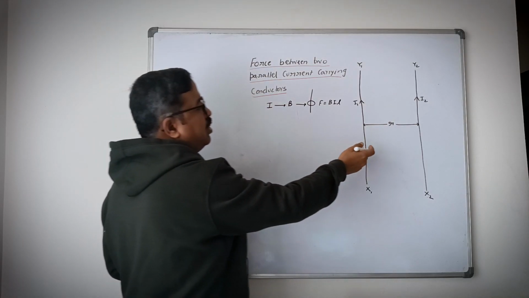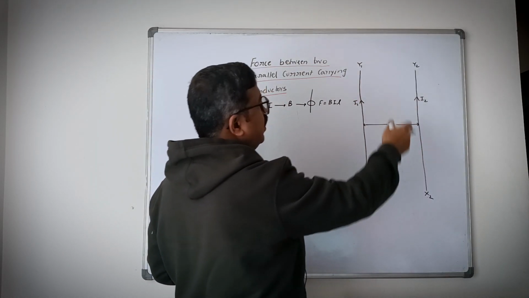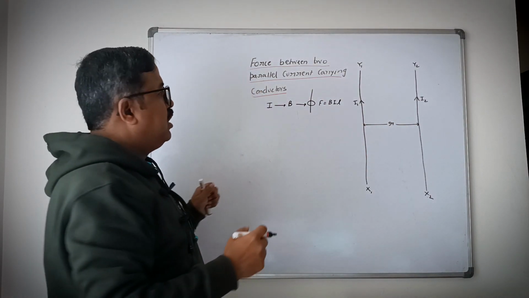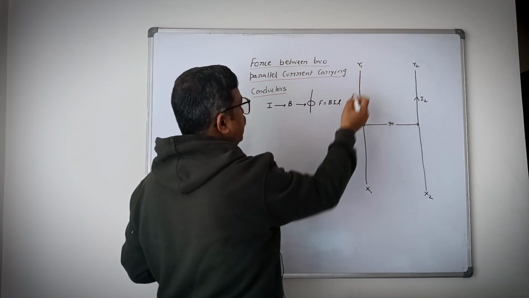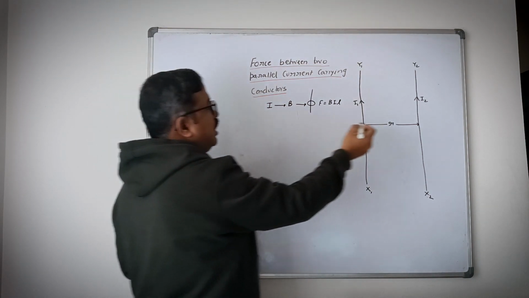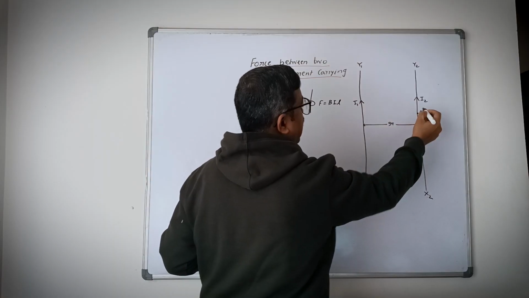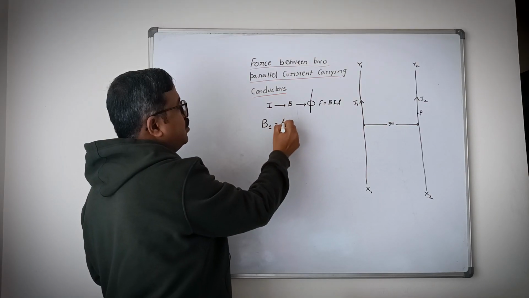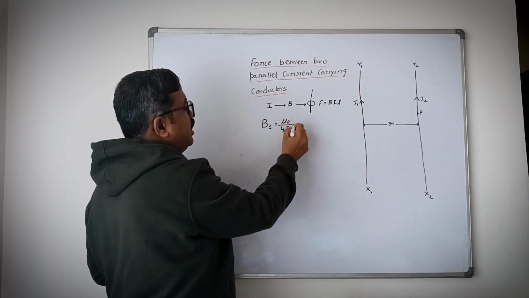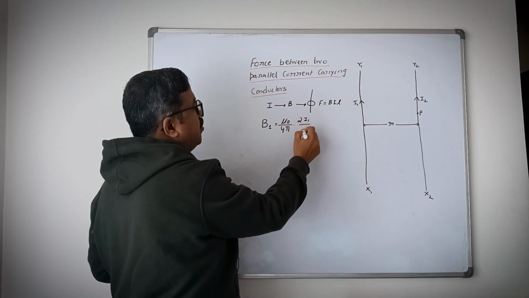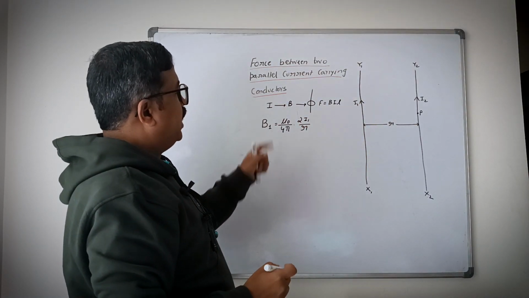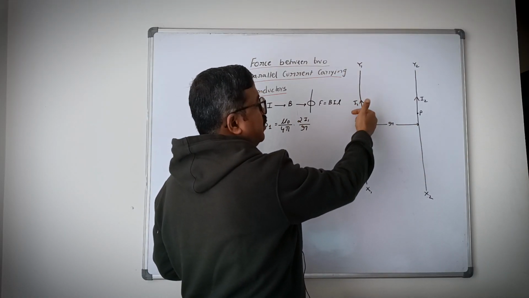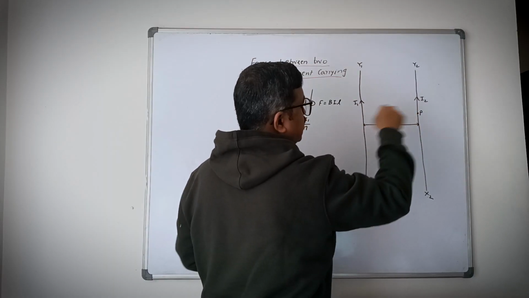So we have two parallel wires, infinitely long, separated by a distance r in air. For the first wire x1 y1, the magnetic field generated at, let us say, point P will be given by B1 is equal to mu naught by 4 pi into 2 I1 by R. This magnetic field direction can be found by the right hand thumb rule.